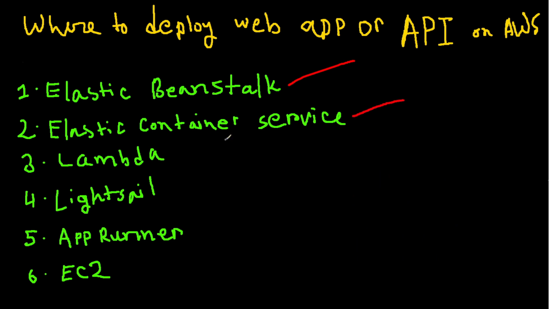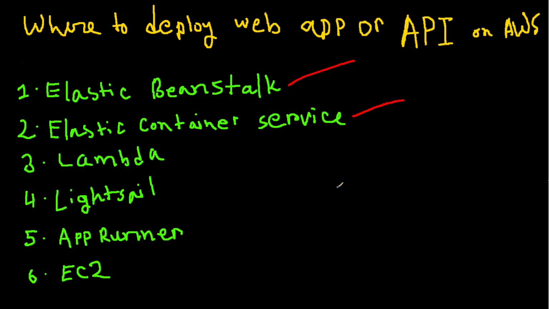So let me actually check this one. Now we have Lambda. Lambda is probably one of the most popular services on AWS for deploying your web application or API. Lambda is event-driven, where you only pay for the amount of computation time a single request takes.